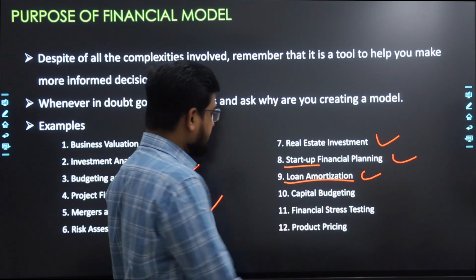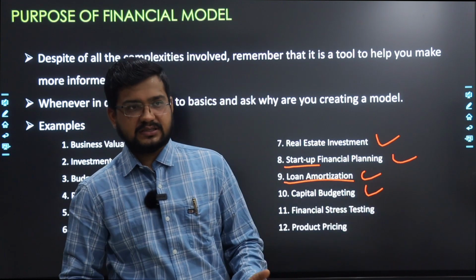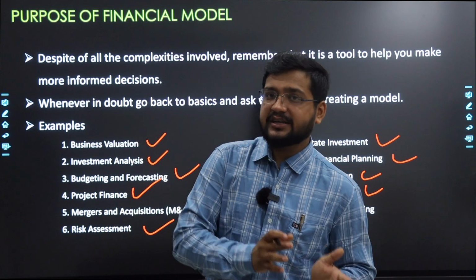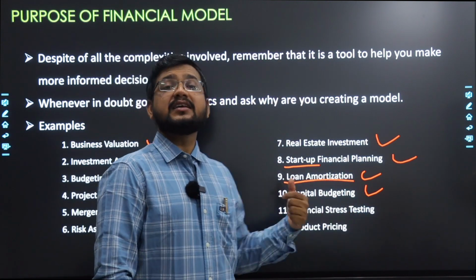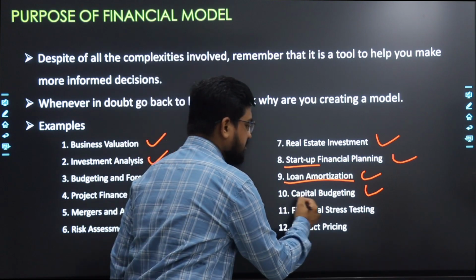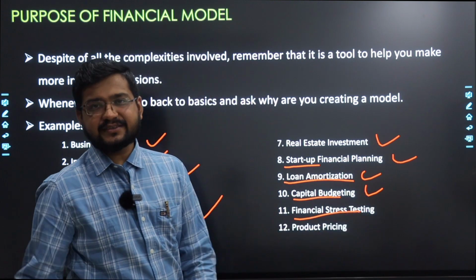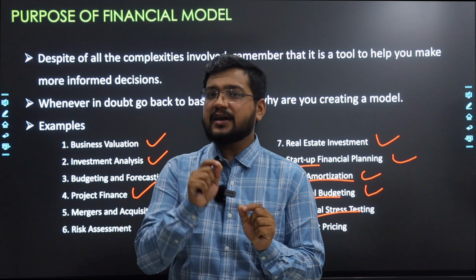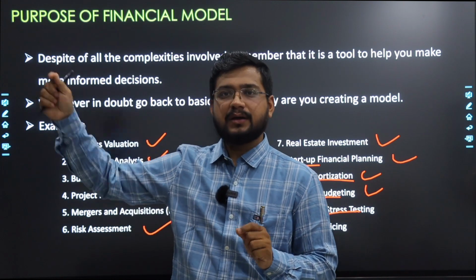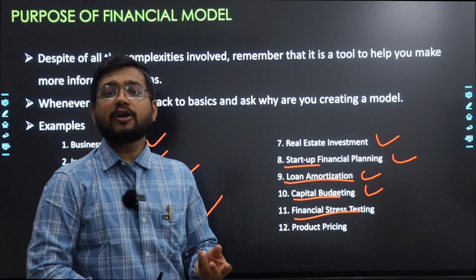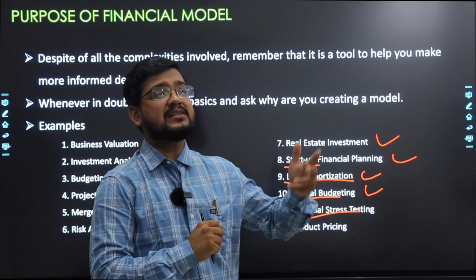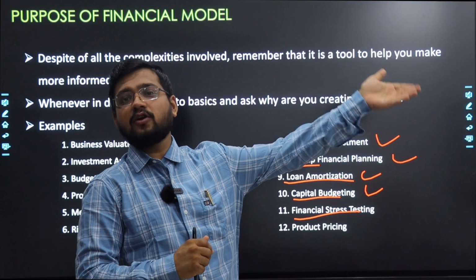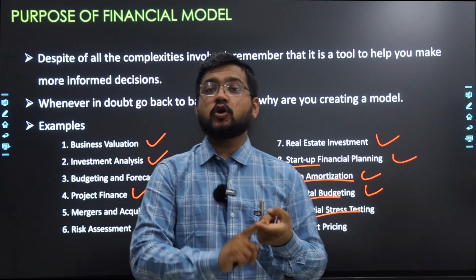Then capital budgeting. There are 10 different options available, whether we should start project A, B, C, D, E, which project to start. The project with highest NPV. Capital budgeting models. Then financial stress testing. In stress testing, you take one variable and take it to the extreme. Like let's say for a company, one major raw material is cotton. If cotton price increases and doubles in the next 6 months and stays there for the next 1 year, what will be the impact on my profit margins?